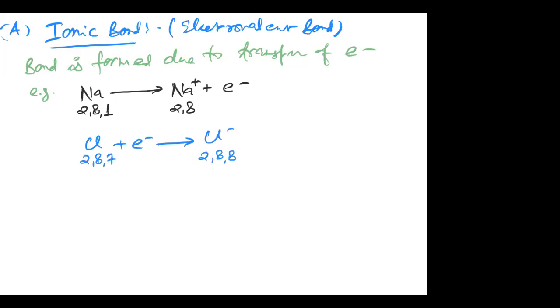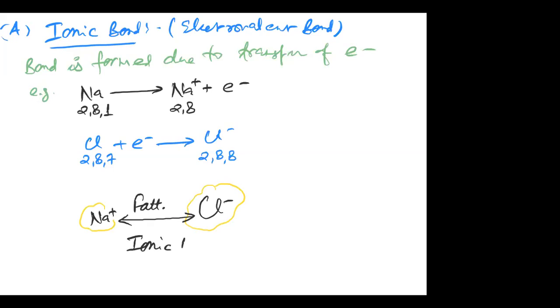Once we have formation of Na plus as a cation, and simultaneously Cl minus as an anion, the electrostatic force of attraction between oppositely charged ions is known as ionic bond.